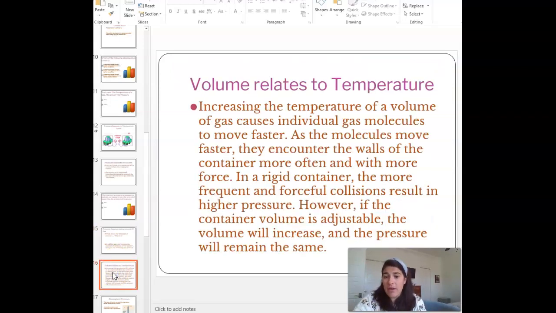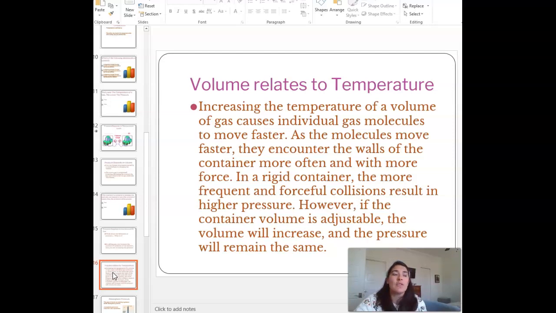Last thing to think about is how volume and temperature are related. We definitely saw some of this in the lab, right? You definitely had some temperature notes, hopefully, in your observations about hot versus cold. I wrote this out for you here because I wanted it to be something that you truly had. It says increasing the temperature makes the molecules move faster, right? So increase in temperature, increase in energy, increase in movement. As the molecules move faster, they encounter the walls of the container more.